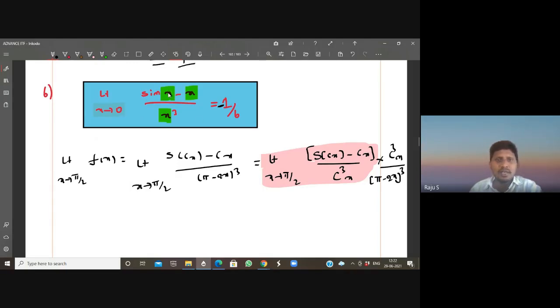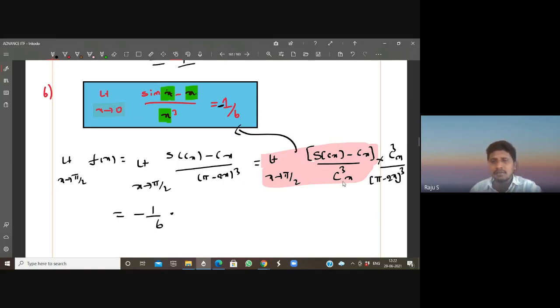When I substitute x value 0, what about here? Sine 0 minus 0. When I substitute x is equal to 90, cos 90 is what? 0. Sine 0, 0 by 0. 0 by 0 we are going to get. Yes or no? 0 by 0 only we are getting here. So it satisfies the property. Shall I write this value is minus 1 by 6? Yes, we can write, because it is in the form of the given property.